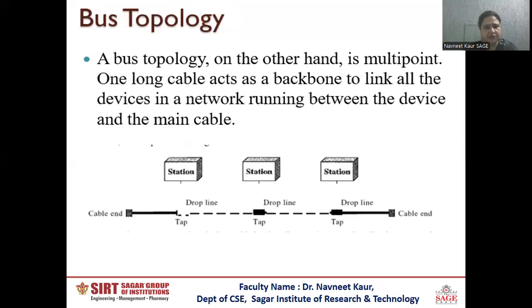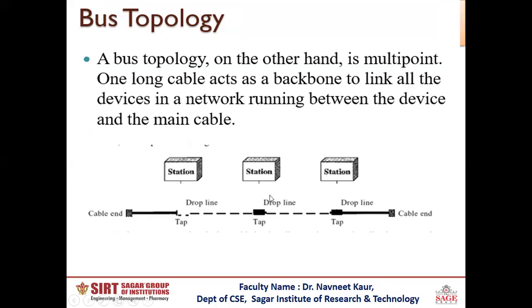Now, coming to the bus topology. Bus topology is multi-point. Here, one long cable, which we can see here, acts as a backbone to link all the devices in a network. Each station is connected to this one long cable through drop lines, and they make connection with this backbone cable through a tap.